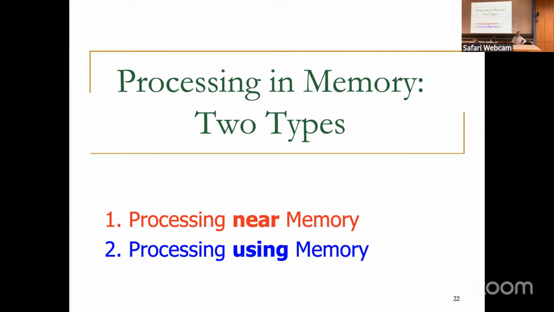The terminology in this area is horrible. People call processing in memory some things. They call it compute in memory, and they mean processing using memory, actually. Sometimes they call it near memory processing, which is okay, I guess. So I want to just clear up the terminology. And I wish everybody used a clean terminology.